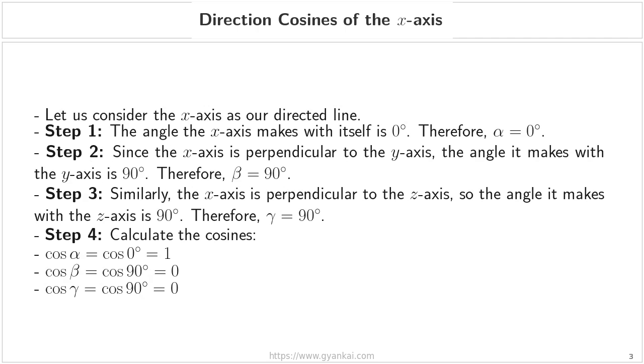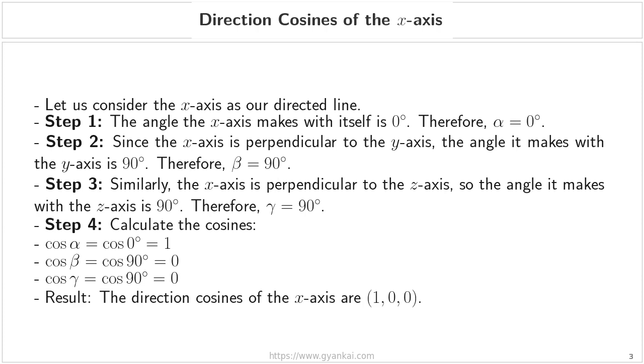Step 4, now we simply calculate the cosines of these three angles. We have cosine of alpha, which is cosine of 0 degrees, which equals 1. Then, we have cosine of beta, which is cosine of 90 degrees, which equals 0. And finally, cosine of gamma, which is cosine of 90 degrees, which also equals 0. As a result, we can conclude that the direction cosines of the x-axis are 1, 0, 0.